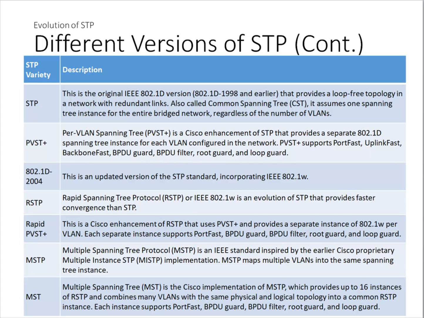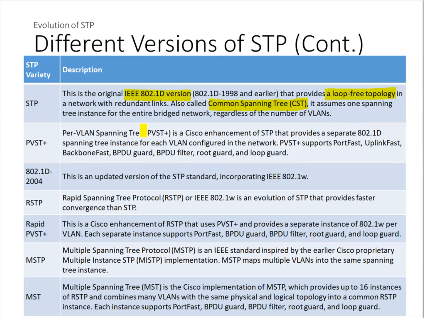STP, spanning tree protocol, PVST, 802.1d 2004, then RSTP, rapid PVST plus, MSTP, MST. So these are all the different versions of spanning tree protocols available. One by one: spanning tree protocol is the original version, 802.1d. This is also called common spanning tree, CST, and this is the base for all the other spanning tree protocols. It is going to maintain a loop-free topology in layer 2. That is the concept.